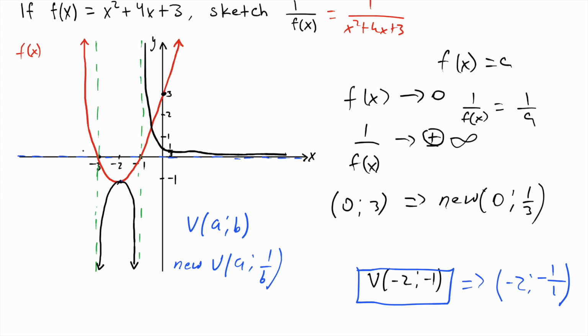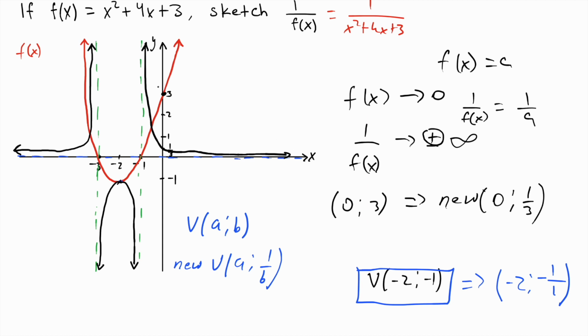Here's our horizontal asymptote, and it's gonna look something like this. Okay, just to be more accurate. Alright, so it's gonna look something like this.